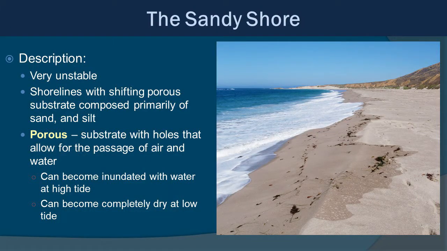All right, now let's shift gears over to the sandy shore. So sandy shores are very unstable. They're essentially made of shifting porous substrate that's composed primarily of sand and silt. Now this term porous means that the substrate has holes essentially that allow water and air to pass through it. This means during high tide, it can be very much inundated with water, but during low tide, water can basically fall out of the sediment due to the porosity, and that sediment can become very dry.